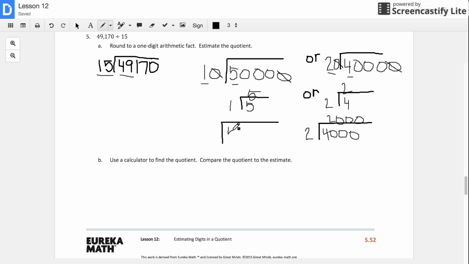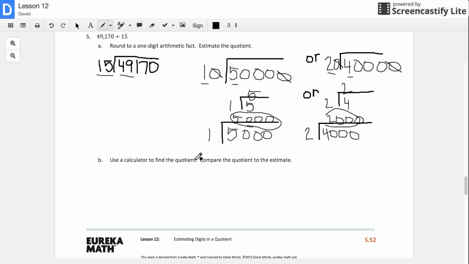So when we write that back into our little house, 5,000 divided by 1 is 5,000. So our estimate would be either 2,000 or 5,000, and that's quite a big difference. So let's get out our calculators and find the quotient using our calculator.